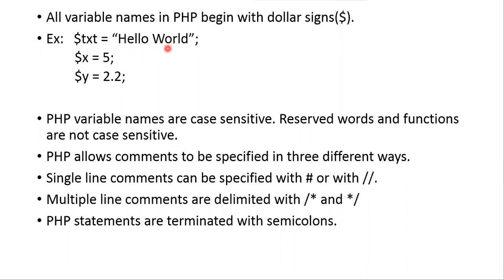To indicate that a particular variable is a string, we have to put it in or mark it in double quotes. It is terminated by a semicolon. The next two variables, that is $x equal to 5 and $y equal to 2.2, are of type numbers.